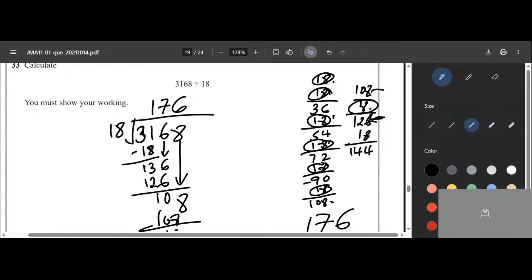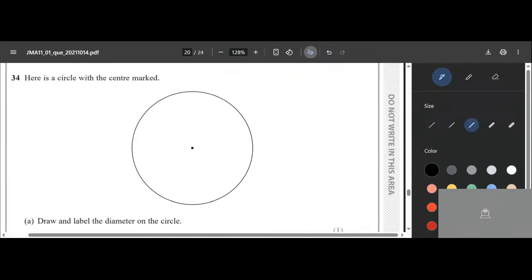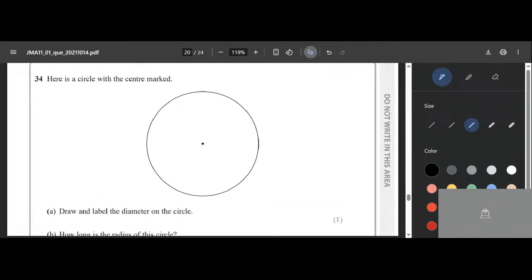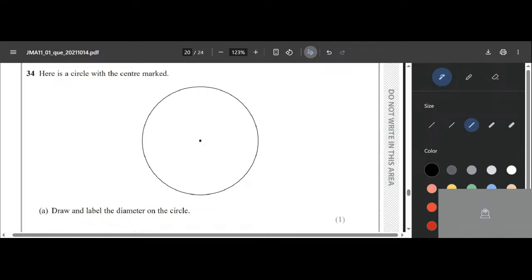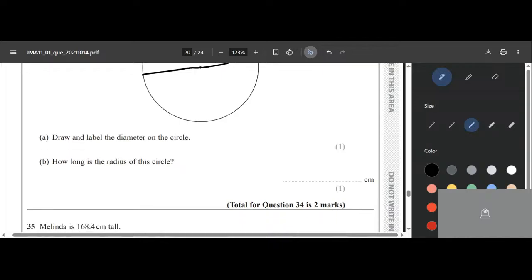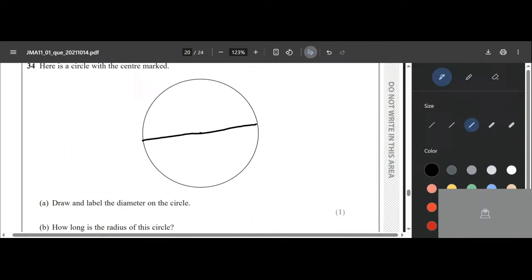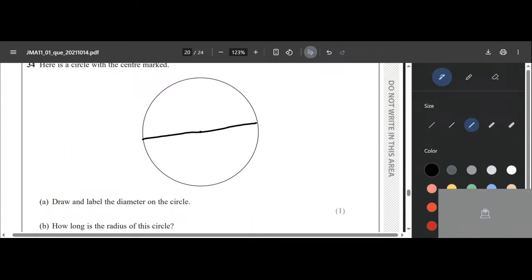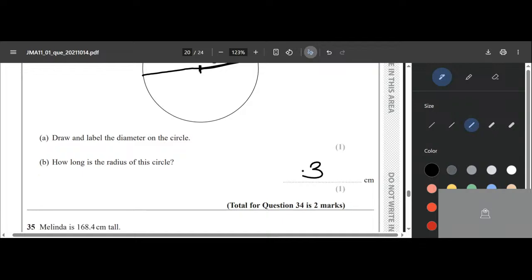Now we proceed to question 24. So 24, you're told, draw and label the diameter of the circle. Diameter is any line that passes through the center from point to point of the circumference. So that is the diameter. So you are done with that. How long is the radius of this circle? You are going to measure the distance from here to this point here. Just take your ruler and measure it. You're supposed to be having 3 centimeters. Right here, 3 centimeters.